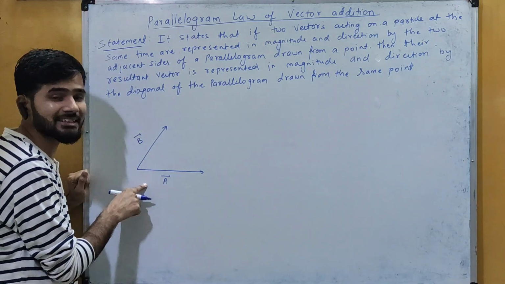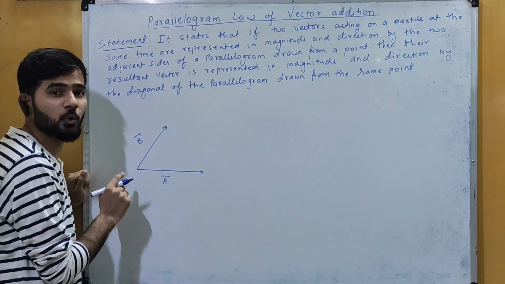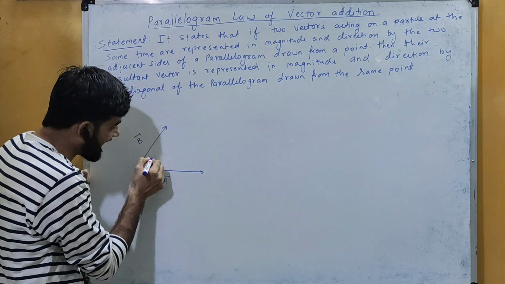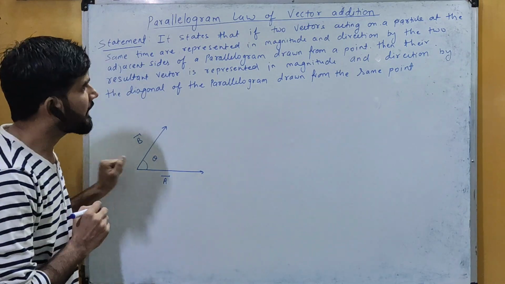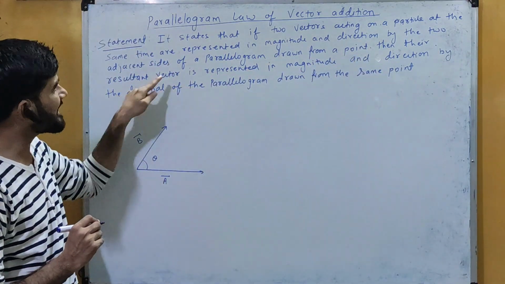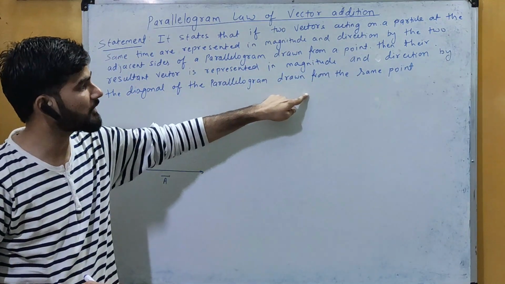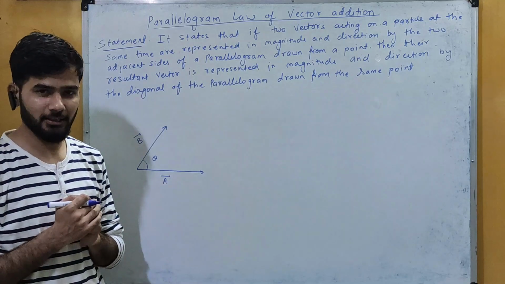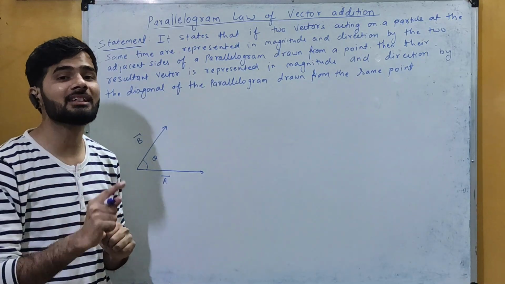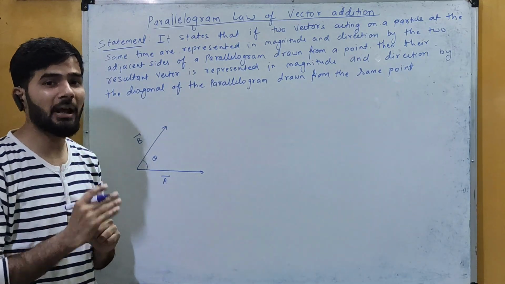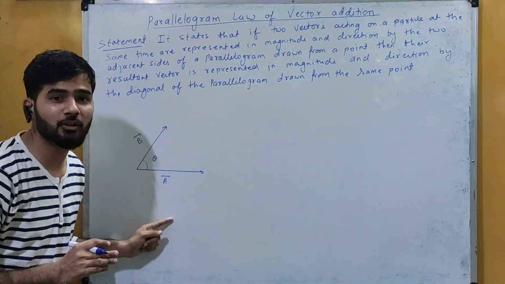So we can see in this case the two vectors are co-initial and these are inclined at some angle theta. Then their resultant vector is represented in magnitude and direction by the diagonal of the parallelogram drawn from the same point. तो रिजल्टेंट क्या होगा, the resultant will be the diagonal of this parallelogram. लेकिन अभी तक यहाँ पर parallelogram बना नहीं है.